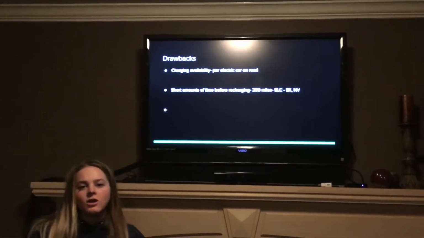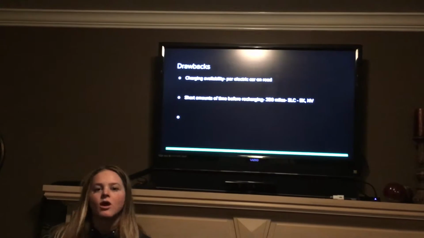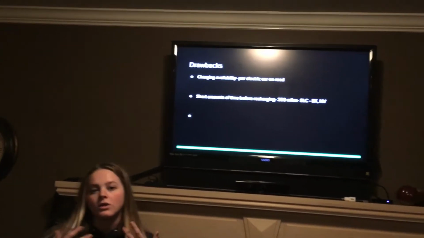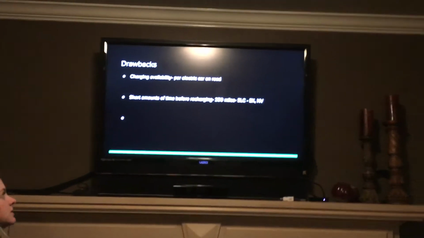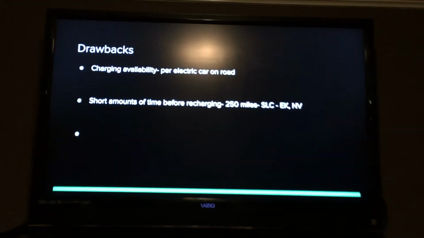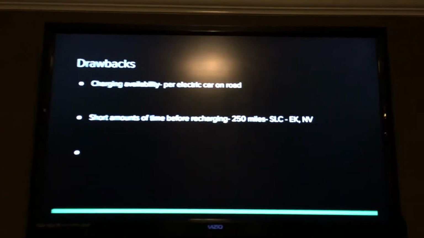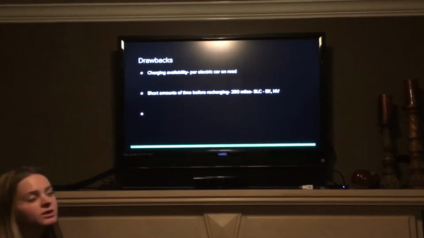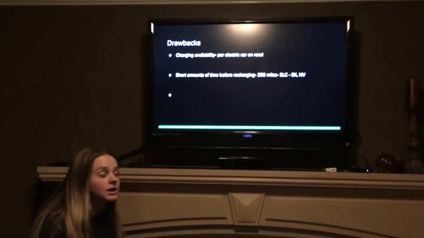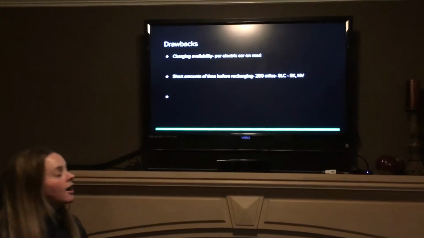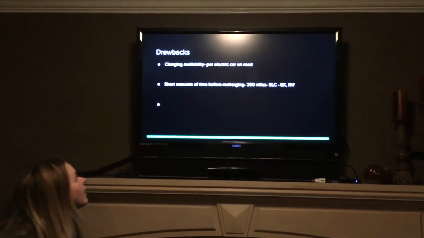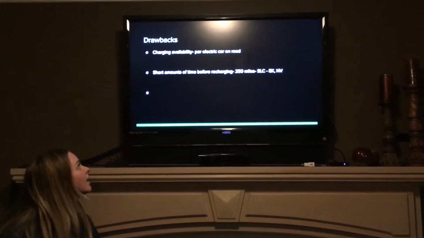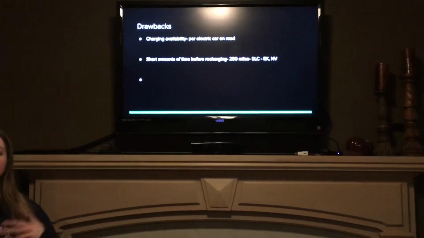Unfortunately, though, this technology has drawbacks, and you need to know the cons of this argument. One of the cons, one of the disadvantages of electric technology, include charging availability. Charging availability is really inconsistent per electric car on the road. As well as, electric cars do not travel for very long. There are short amounts of time before they have to recharge.